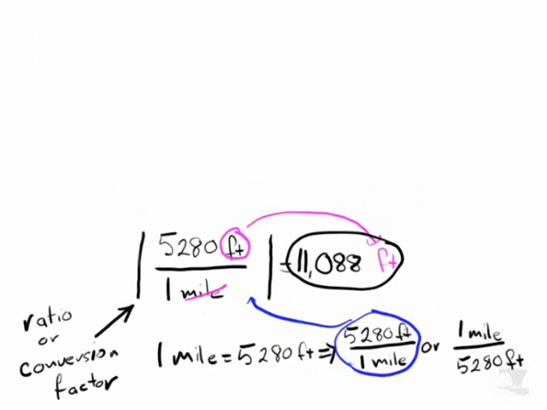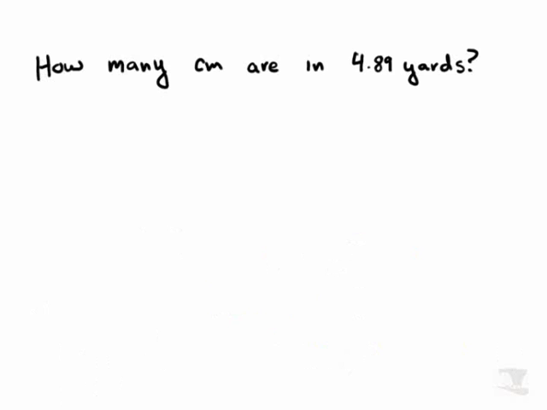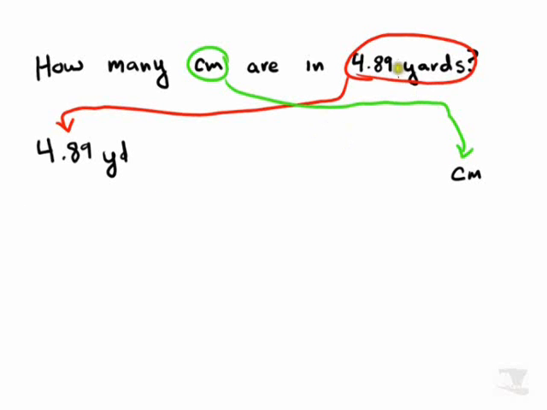Let's try another one. How many centimeters are in 4.289 yards? Now the question becomes, what information is given to me? I know that 4.289 yards is given to me, and centimeters is what I eventually want everything to be in. So here we go. I need to identify some conversion factors.